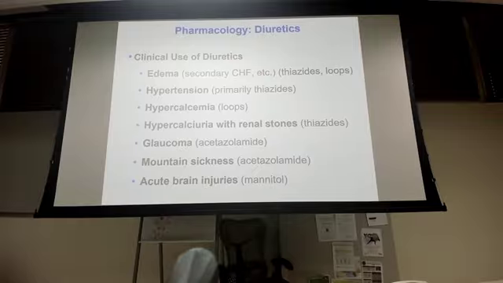We're going to talk about glaucoma and altitude sickness. I know it doesn't really fit here. However, CAIs are diuretics. We're going to hit them in a second. So glaucoma and altitude sickness don't fit. It's your weirdo drug that we're going to discuss, but those niche uses are important. Acute brain injury, once again, mannitol, a very niche medication. It's considered a diuretic, so that's why we discuss it here.